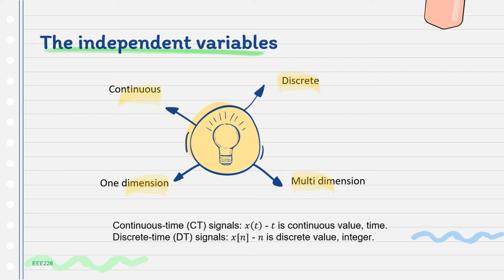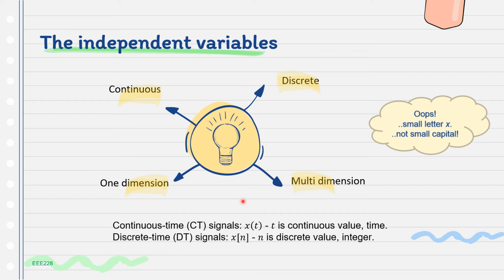So the three variables affecting these signals or this function. So the variables, these are the independent variables. Yeah. So these independent variables can be continuous or discrete, and any function can be one dimensional or multi-dimensional.